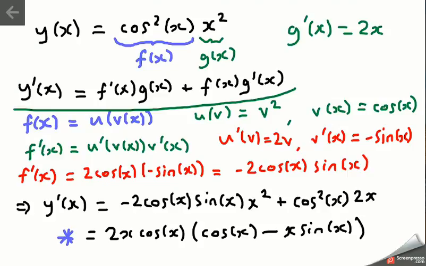Okay, let's do one more example. This time we'll use the quotient rule. And I guess this is kind of interesting a little bit. So let's take the function y of x equals x to the power of m divided by x to the power of n, where m and n can be any numbers we like.